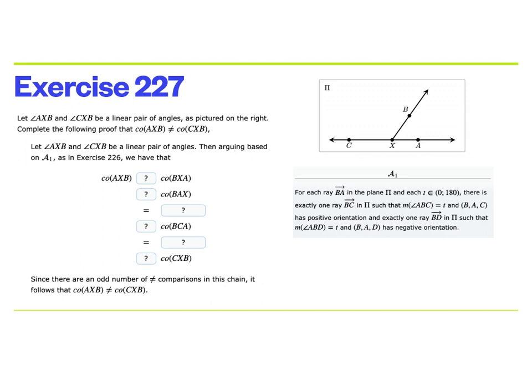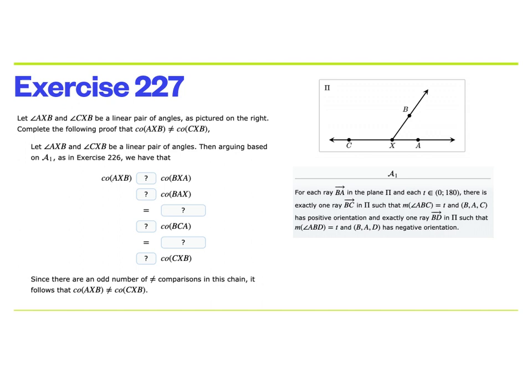I'd like you to look now at exercise 227, and it is a proof, and we're trying to see that the circular orientation of AXB is not equal to the circular orientation of CXB. So, and that's in a linear pair of angles. So we're just going to complete this proof.